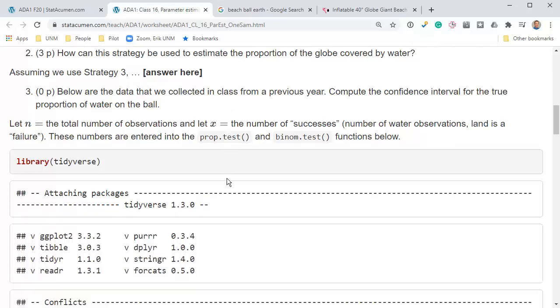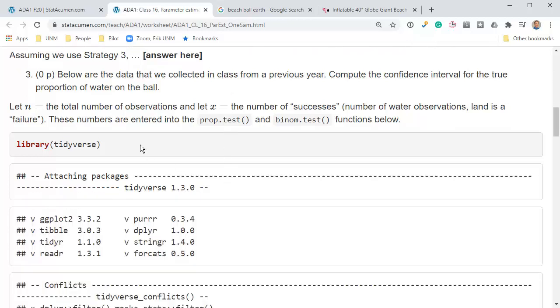All right. Next, typically we would tally up how many people got water, how many people got land, and write that up on the board, and everyone would fill in some values. In this case, I'm going to use the data that we collected in a previous year, which ended up not being a very good estimate, but nonetheless, that's what we got.